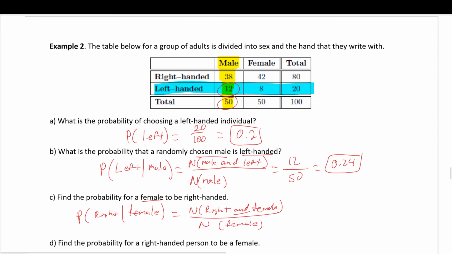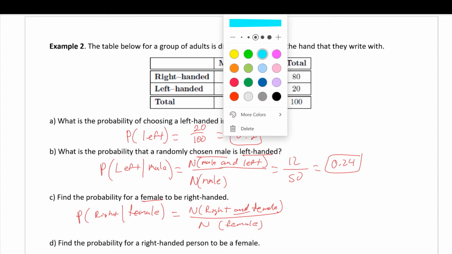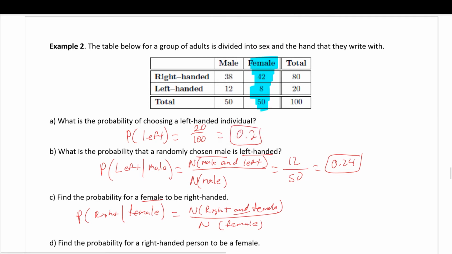Go ahead and erase the highlighted stuff here. All right, so let's highlight all the females here, and then let's highlight all the right-handed folks. And there's clearly an intersection there. We're conditioning on females. So the number of females is 50. Those who are both right-handed and female, well, it's circled right there. It's 42. And again, you can multiply both numerator and denominator by 2. We get 84 out of 100, or 84 hundredths as a decimal.